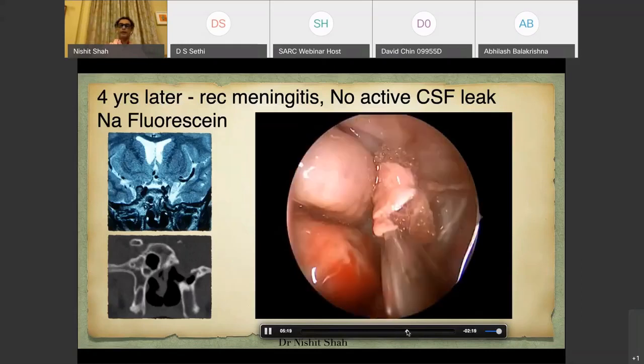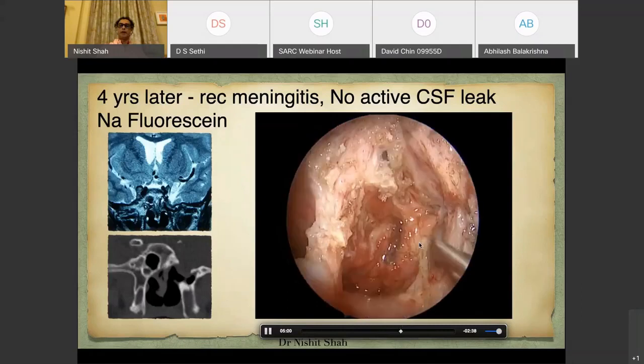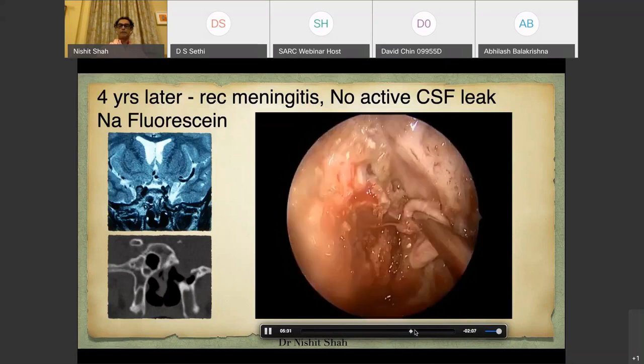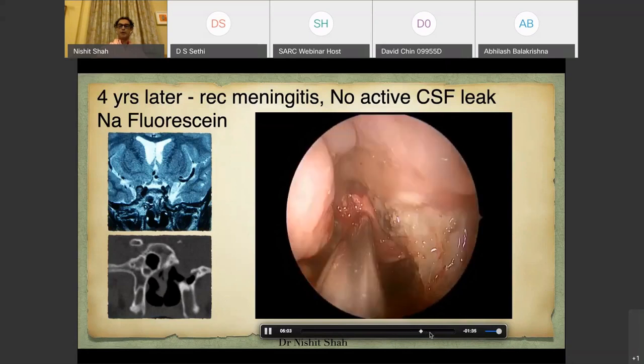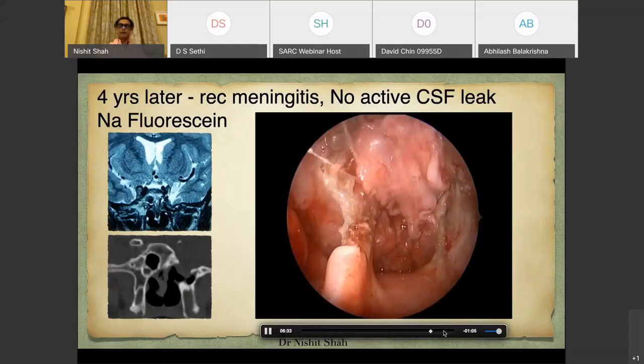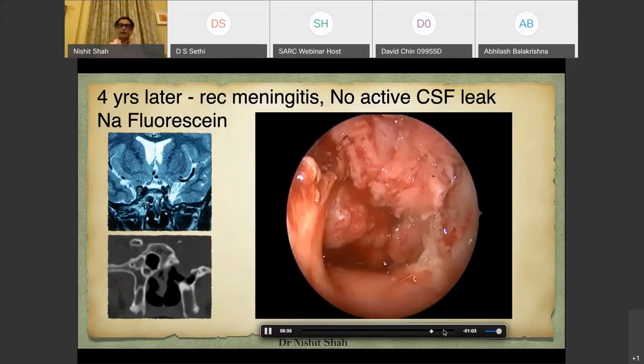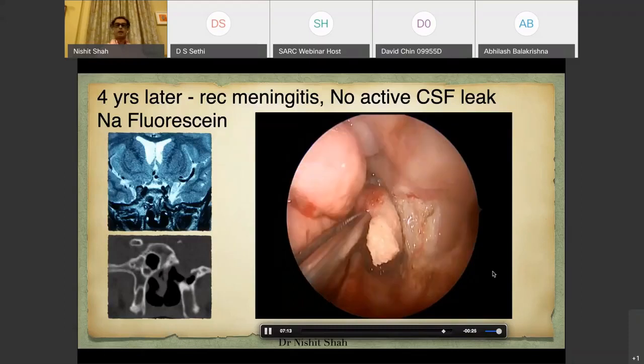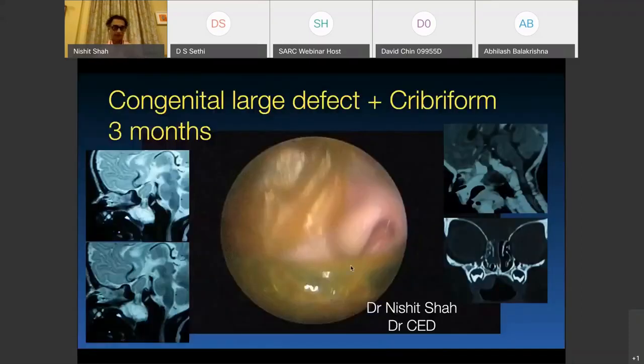On top of that, we were then able to put in a plug of fat, and then we did 2 layers of fascia above that. This was done, I think, at the beginning of 2020, in January, and he's been okay since then. So we are keeping our fingers crossed.